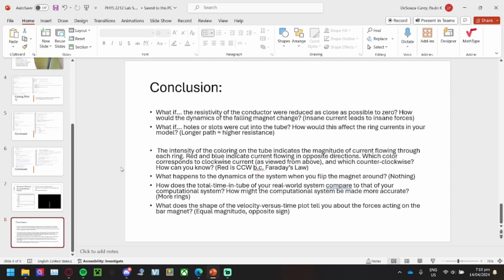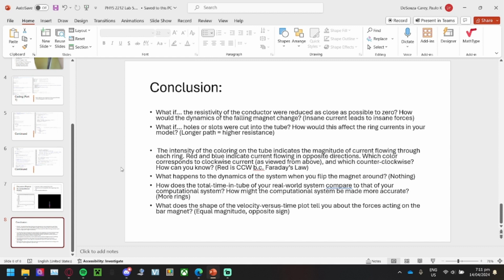Now, red, I argued, is counterclockwise current because as a magnet falls down, its flux is increasing going down. So thanks to Faraday's law, the induced magnetic field has to be the other way to counteract that, so it's going up. If you point your thumb up and curl around, it's counterclockwise. And the red rings are down below. Like I said, magnetic flux is increasing going down. Point your thumb up, curl around, counterclockwise.